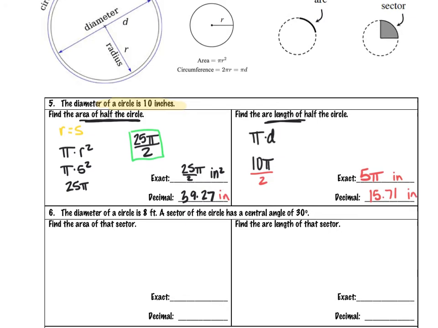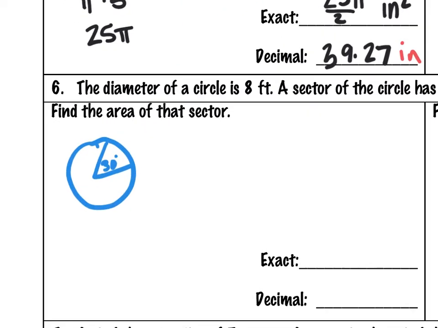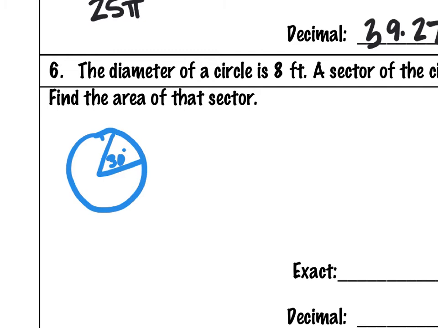Okay, so I'm just taking a fraction of the circle. In the first case, I was dividing it by 2. For the second one, I'm interested in a part of the circle that's only 30 degrees. So I need to figure out what fraction of the circle that 30 degrees is. I know there's 360 degrees in a circle. I'm going to divide by 30 because that's what that angle is. And I know that there are 12 of those 30-degree angles in the circle.